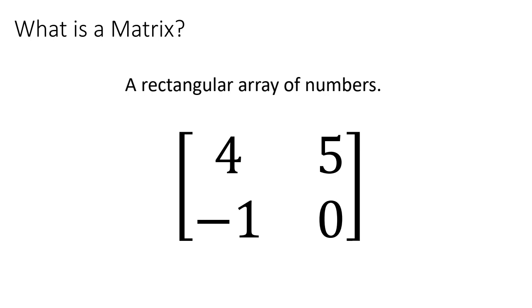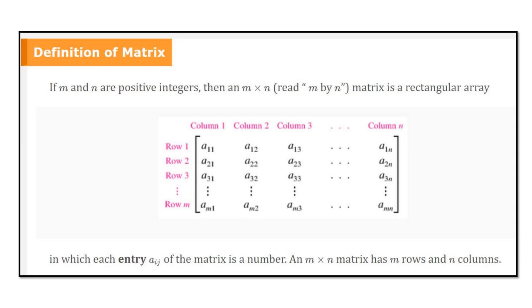So what is a matrix? A matrix is a rectangular array of numbers. The way we represent matrices is with these brackets, and the numbers inside our brackets, we're going to call them elements. This is the book definition of a matrix, a rectangular array of numbers ordered in this particular way. A matrix is going to have rows and columns. Each entry in our matrix is called an element.